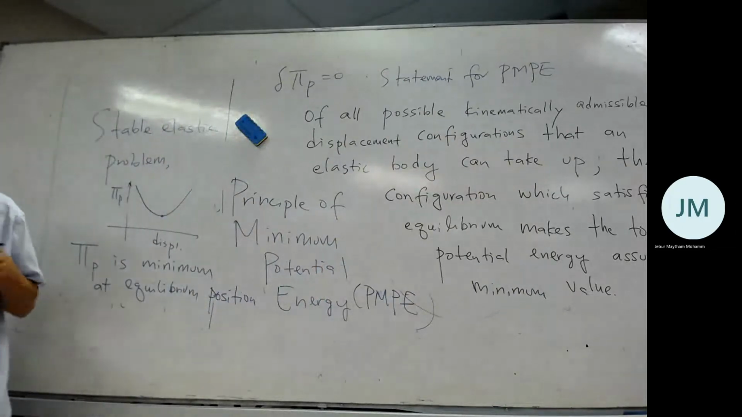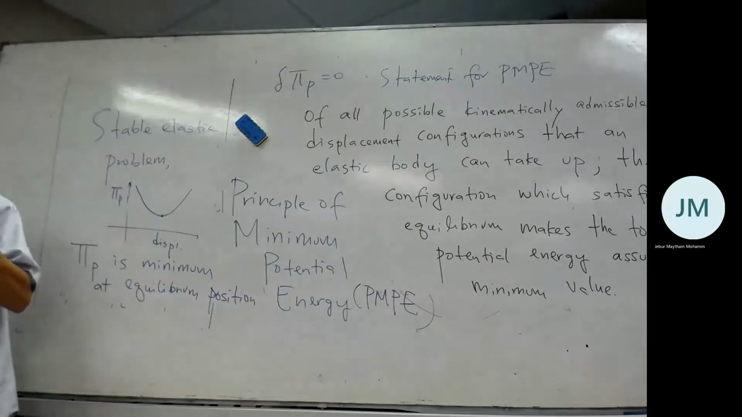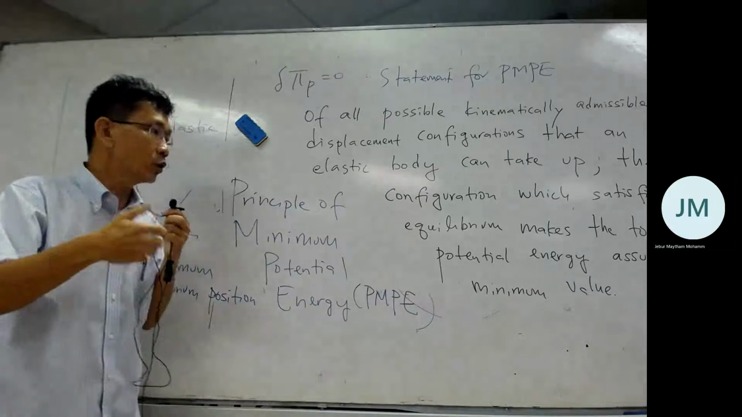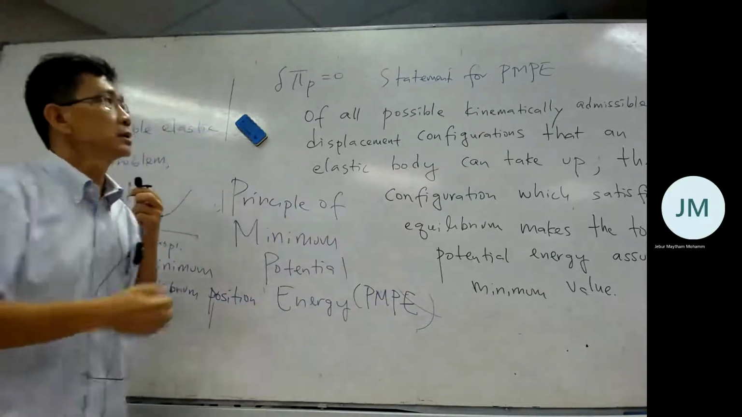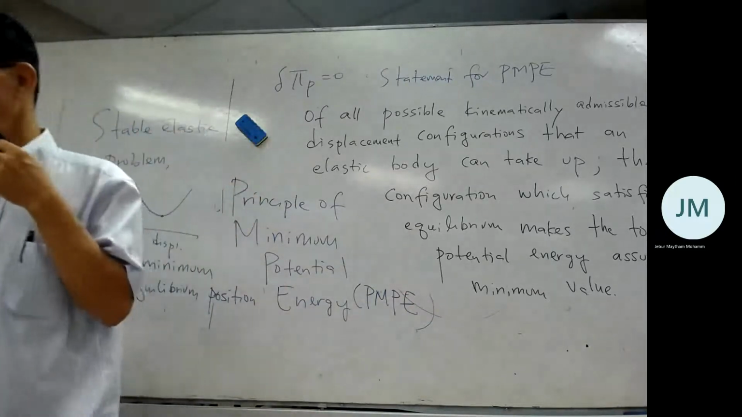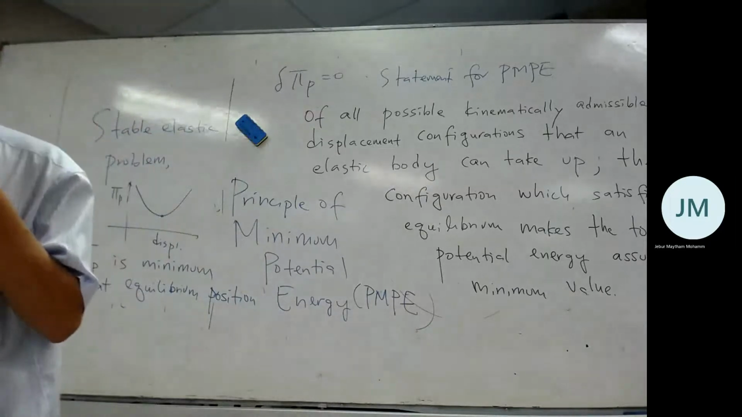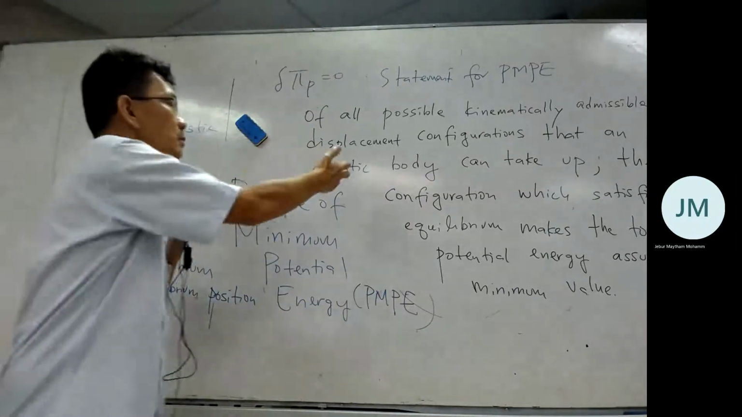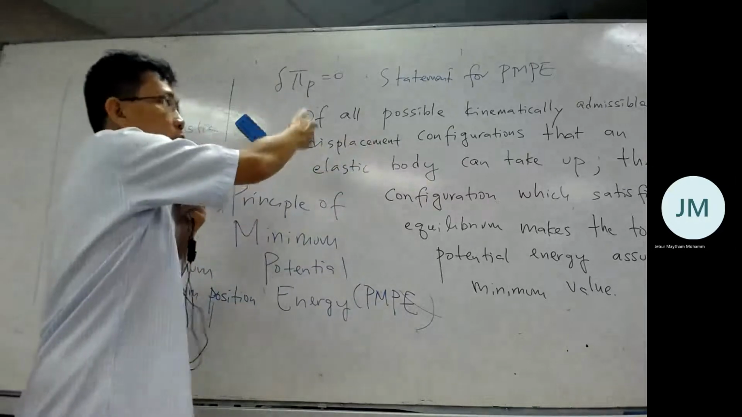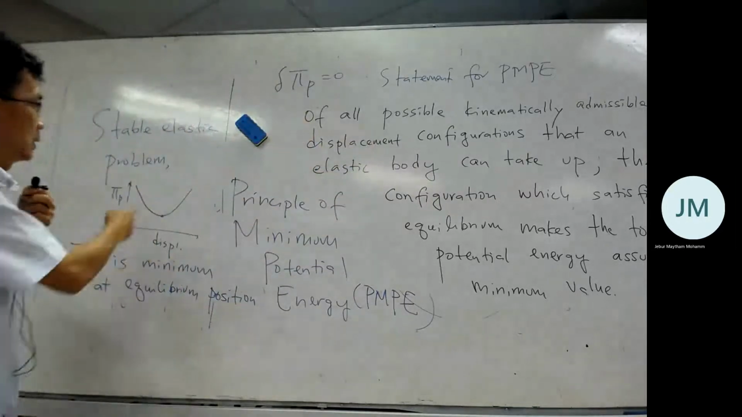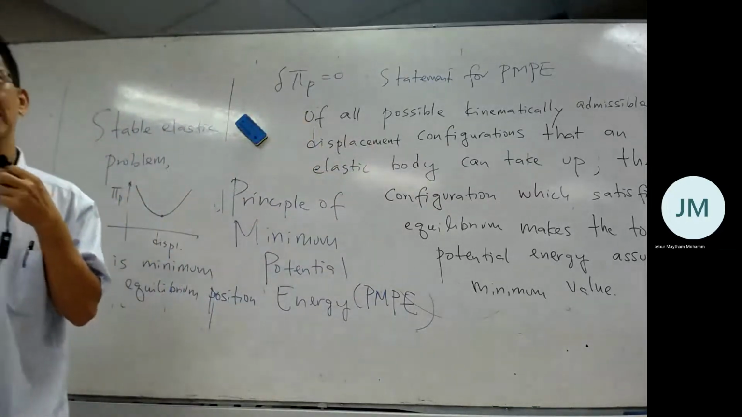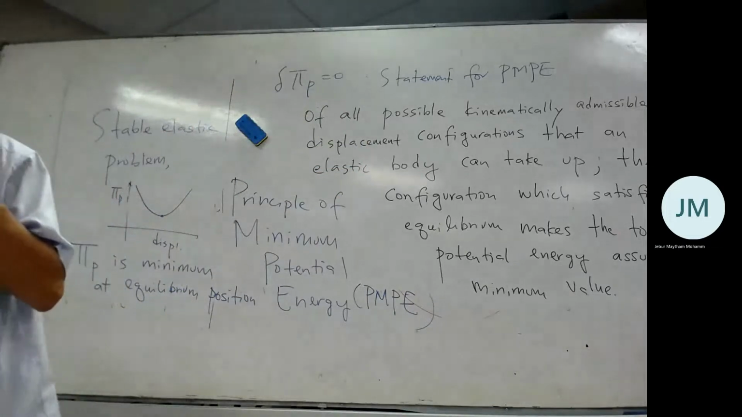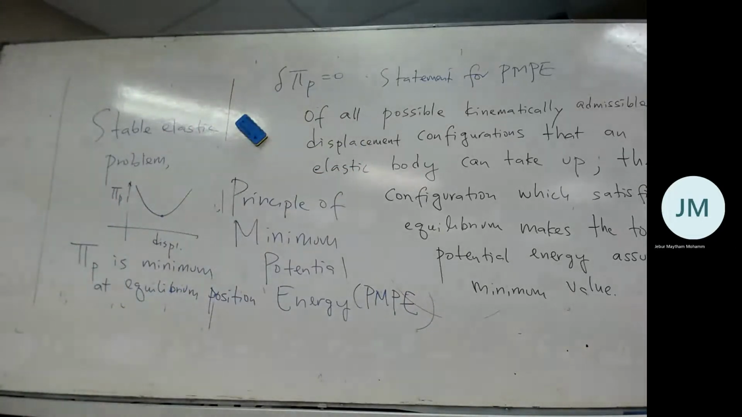So that is what I would like to conclude. And when we go to apply this, we assume a displacement, then we try to apply this, and find whether the pi p is minimum or not. So that is the basis of the principle of minimum potential energy in solving a structural mechanics problem.